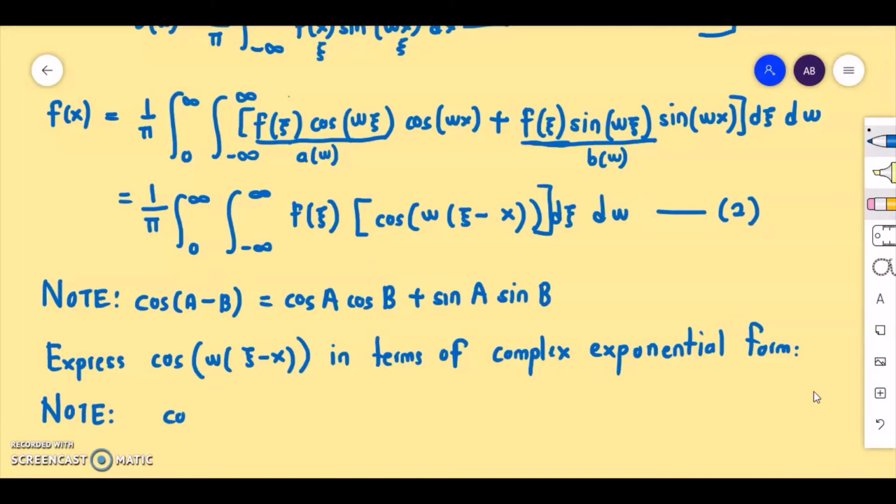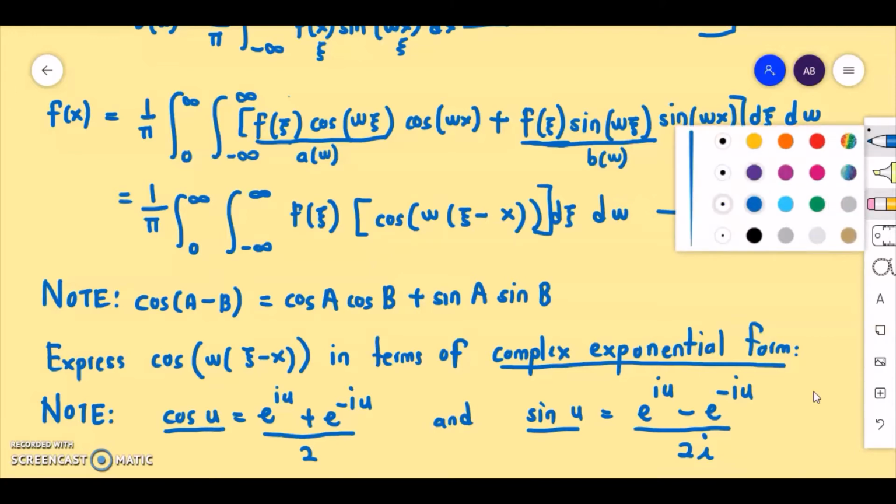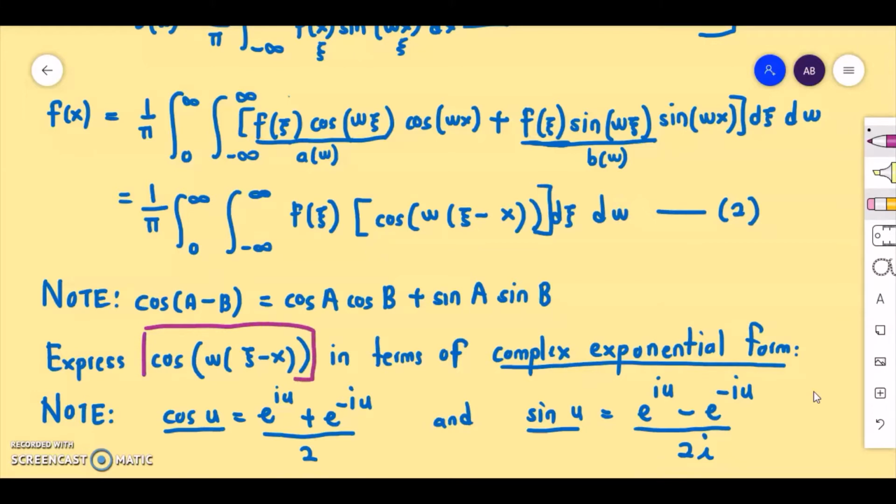So we have cos u equals e^(iu) plus e^(-iu) over 2, and sin u equals e^(iu) minus e^(-iu) over 2i. These are the complex exponential forms for cos and sine. Now what we want to do is write this cos(ω(ξ − x)) term in complex exponential form. Okay, let's do that.